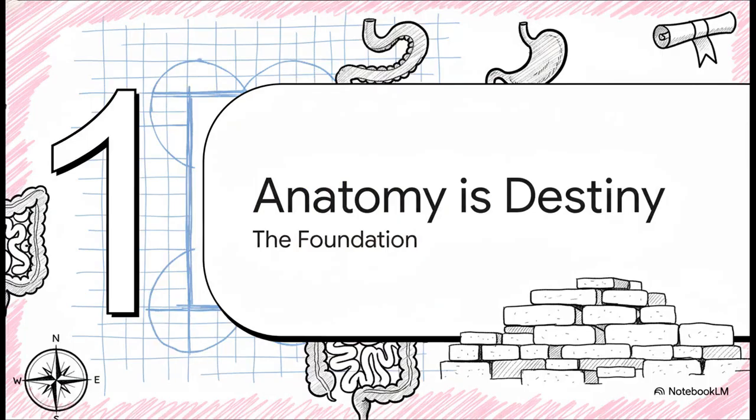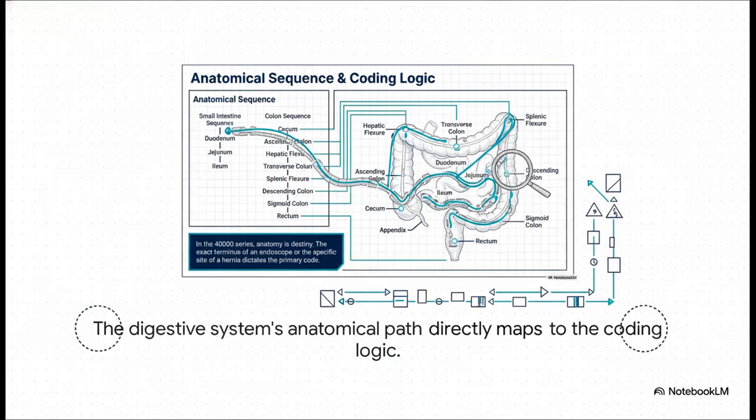Okay, so before we dive into the blueprint itself, we have to lock in the single most important rule that governs this entire code series. It's really the foundation that everything else is built on. Now take a look at this. The way the GI tract is laid out here, from the duodenum all the way down to the rectum, the physical path a surgeon or a scope takes directly mirrors the sequence of the CPT codes themselves. The number one driver for your code selection is almost always going to be the physical location of the procedure.